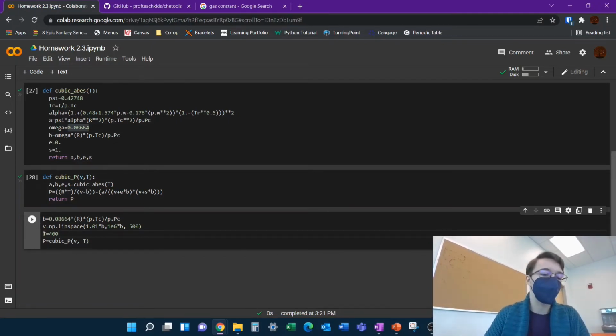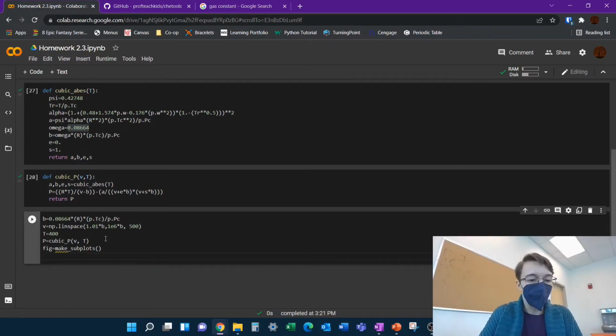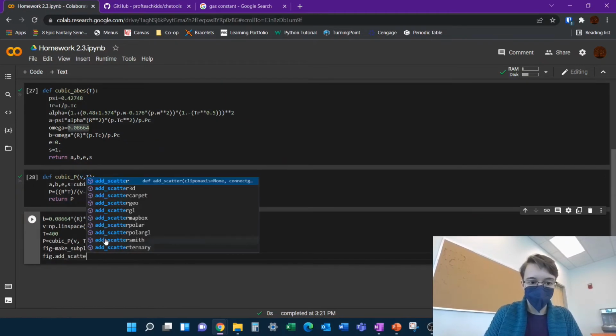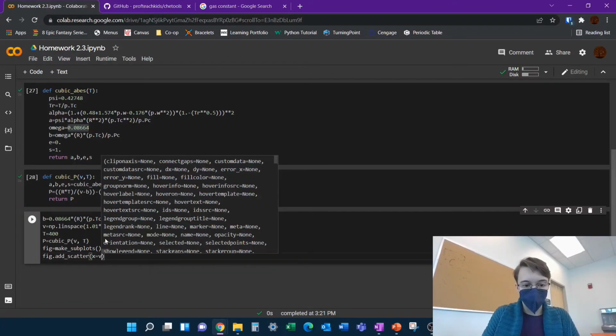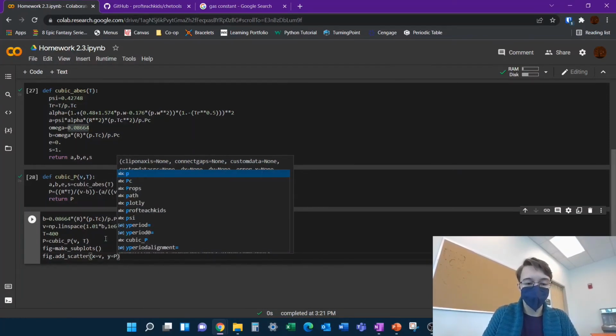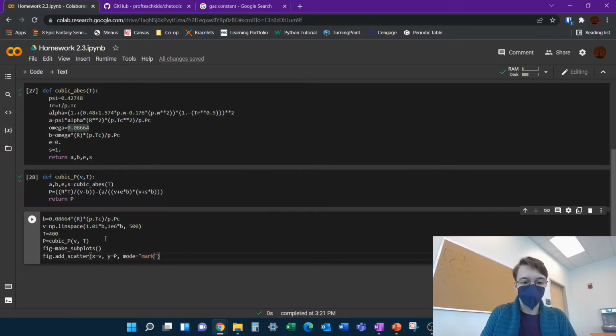And I'll show you how we can do it for a bunch of different temperatures in a second, but we want to make sure that our graph looks good before we go about and do it for a bunch of different values. Alright, so now we want to make the subplots. So fig equals make_subplots. And then fig.add_scatter. For our scatter, we're going to want our x's to be our volumes, our y's to be pressures, and then let's make our mode markers to start.